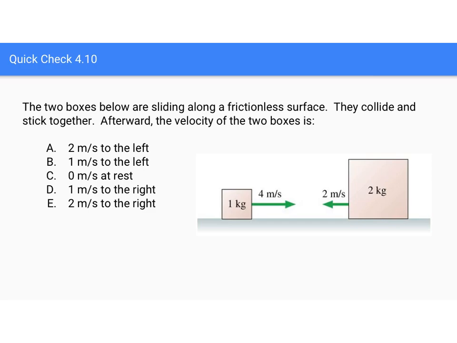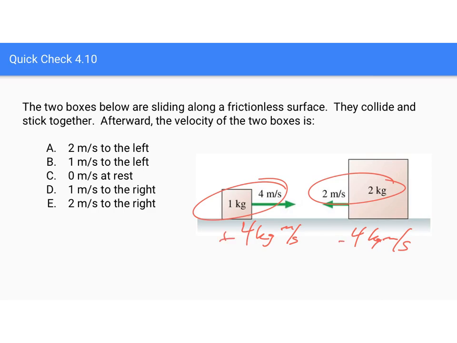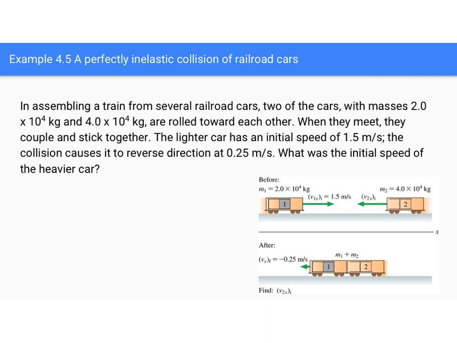So here is a quick check. We have two boxes sliding along a frictionless surface. They collide and stick. What's the velocity afterwards? Well, here I have 4 kilogram meters per second, and here I have 4 kilogram meters per second. So when they hit and stick together, I have a positive 4 and a negative 4, and we're actually going to come to rest. We're going to perfectly come to rest at the end of this collision.